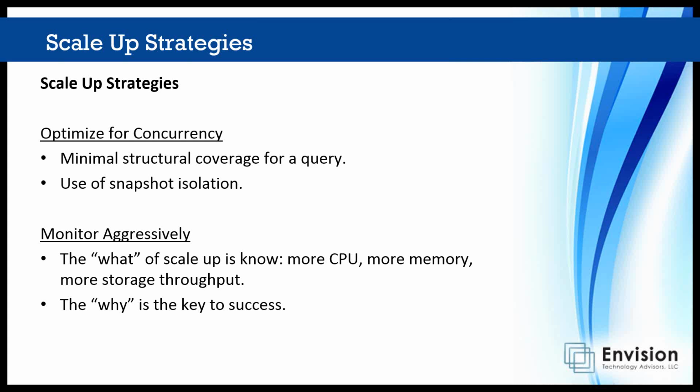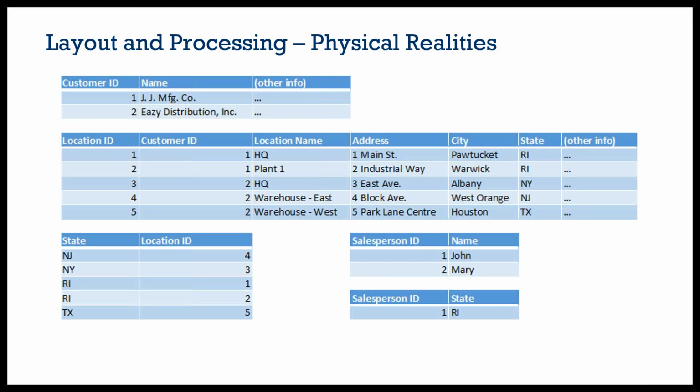So what we want to do is we want to minimize the structural coverage for a query. What that means is, if you remember that table I showed you earlier, when you look at this, the structural coverage of this table is the whole table. So if we just want to go after state and know the location ID, then we want to go after this. So that's where we say we want to minimize the structural coverage of the query.